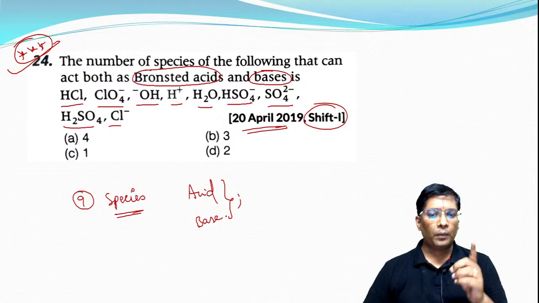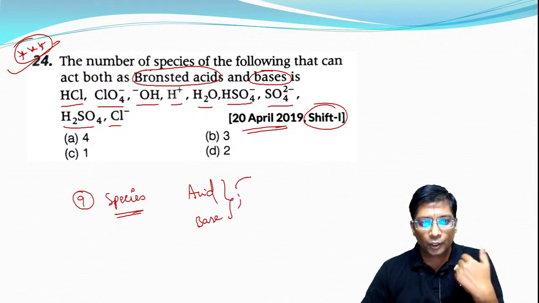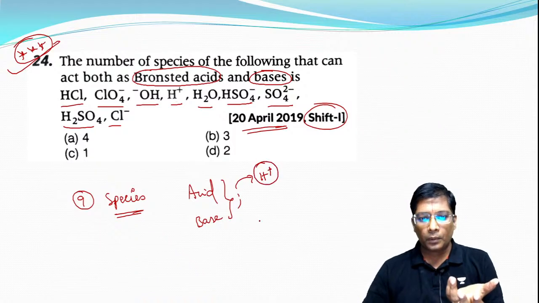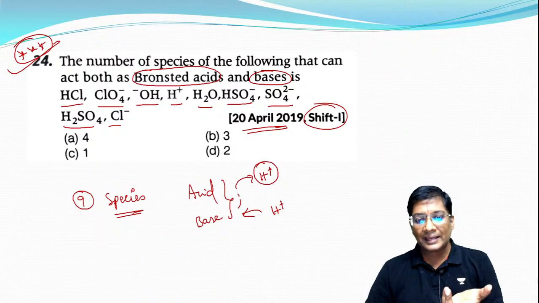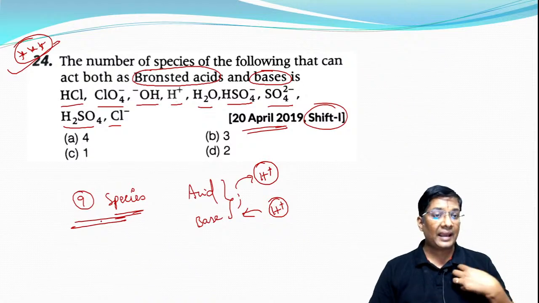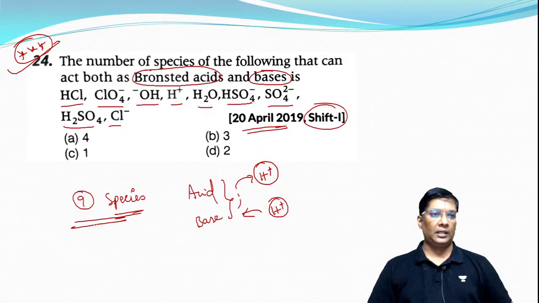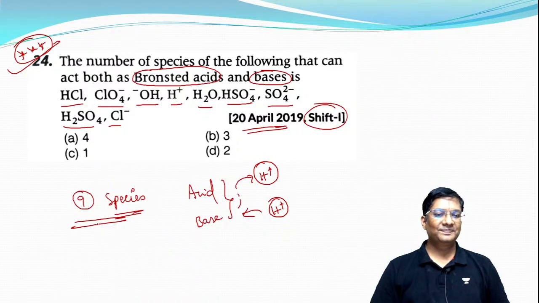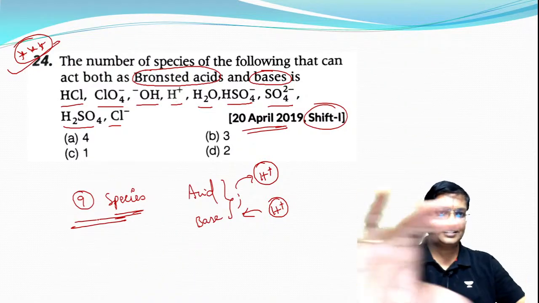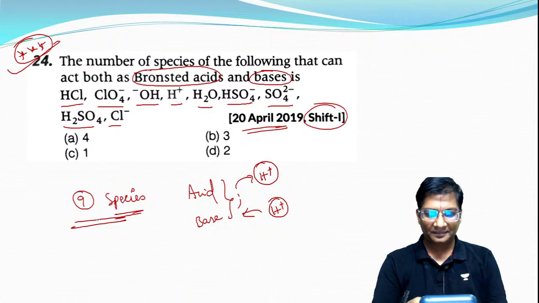You know very well, Bronsted acid means it can donate the proton. Bronsted base means it can accept the proton. So out of these 9 species, how many species have the capacity to donate the proton as well as to accept the proton? Yeah, guess it fast. Guess it. Quick.